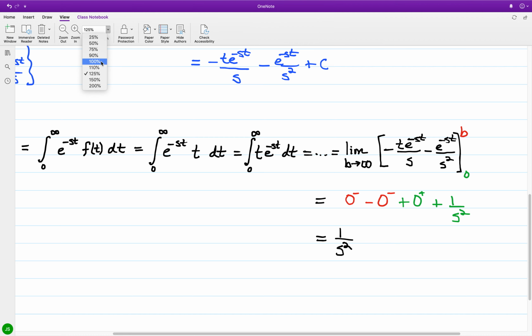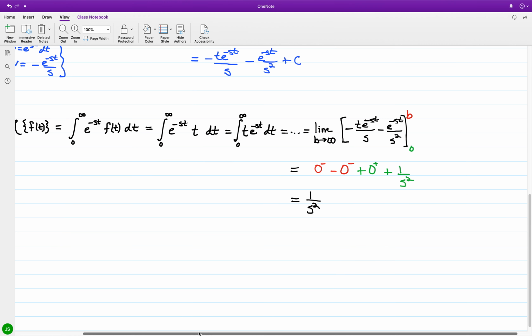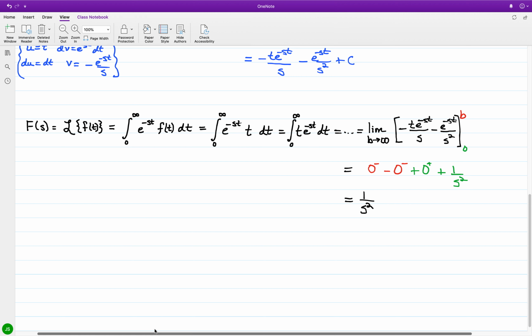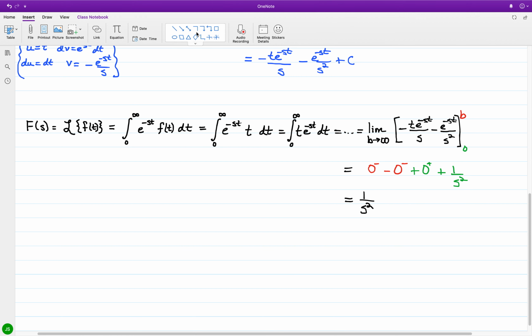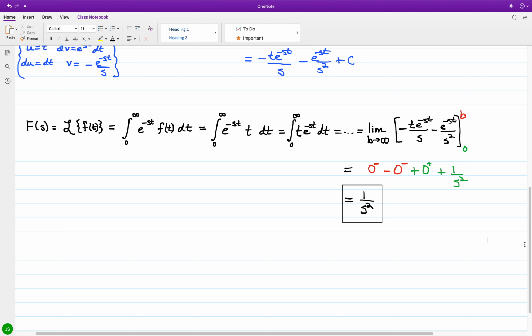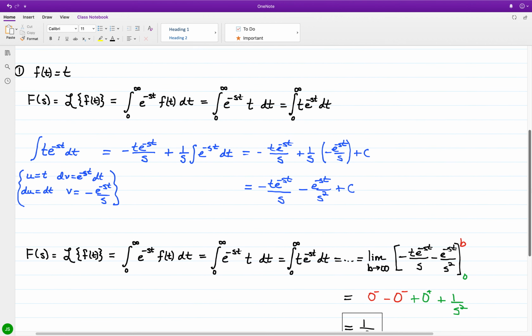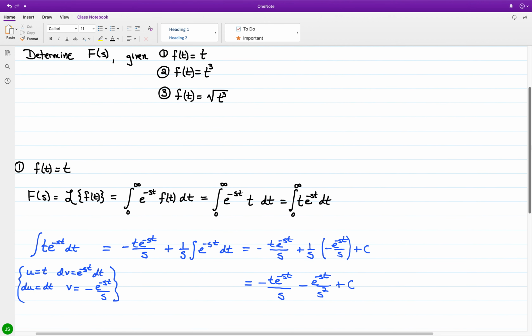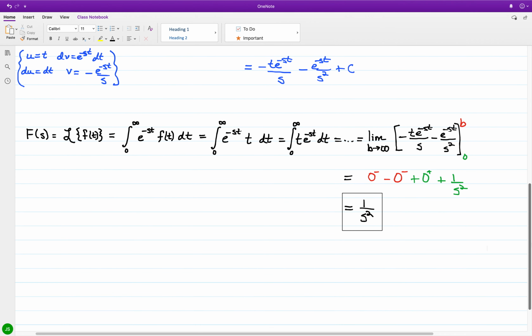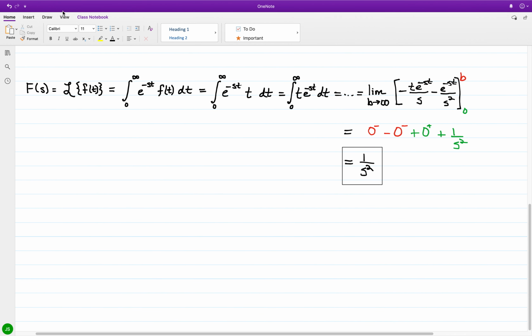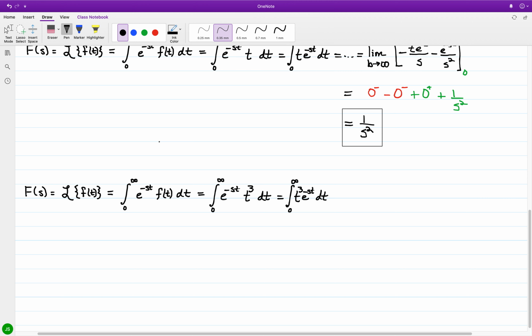And just bringing this into full view, for the Laplace transform of t, this comes out to 1 over s squared. Now, taking the next function, we have t to the third. So you're going to have repeating integration by parts.